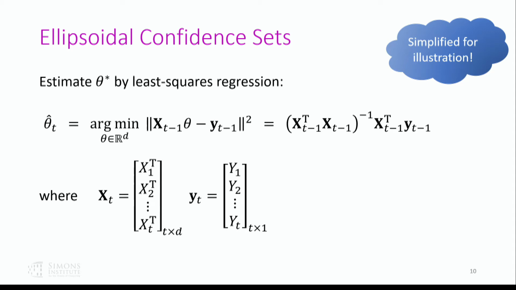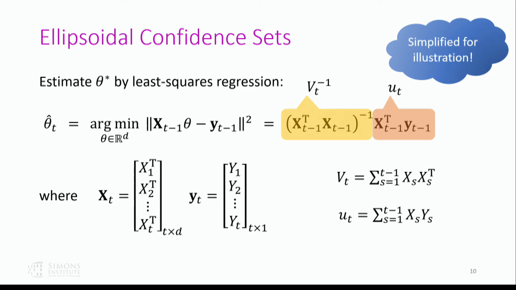Turns out that the center, again, has a closed form. It is the inverse of this matrix times this vector. They call this matrix V_t, the second moment matrix of the features of all the arms that I've pulled thus far. And U_t, the vector of the projected rewards.